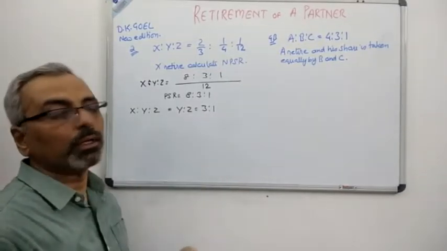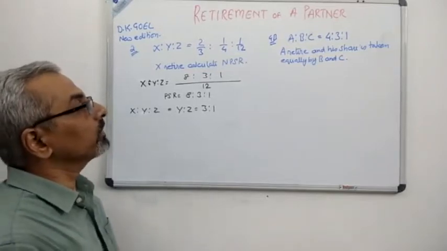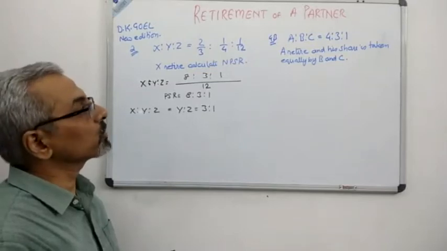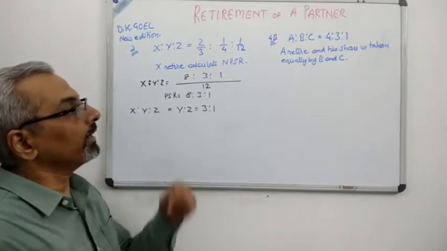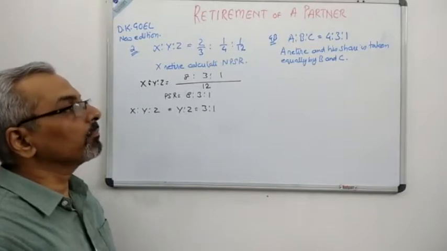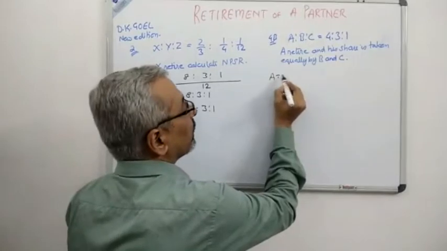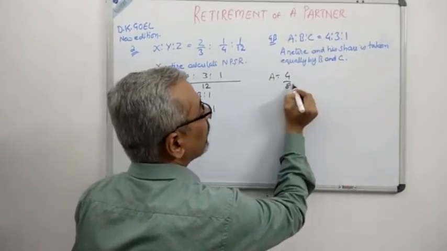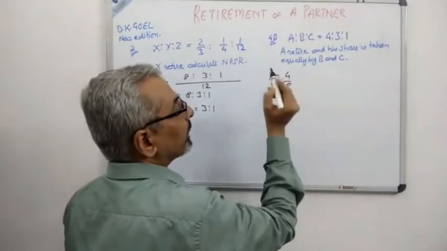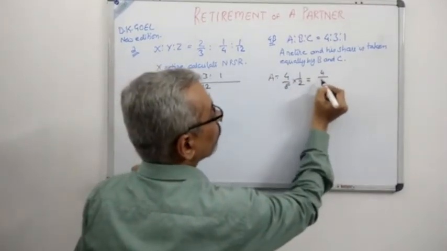Now let us move on to question number 4b, where we can see that there are three partners A, B and C with a profit sharing ratio of 4:3:1, and A has retired. And A's share is taken equally by B and C. So first let us see what is A's share. A's share is 4 by 8. Have you seen it? 4 plus 3 plus 1. So 4 by 8, and it has been taken equally. That means 1 by 2. That means 4 by 16.